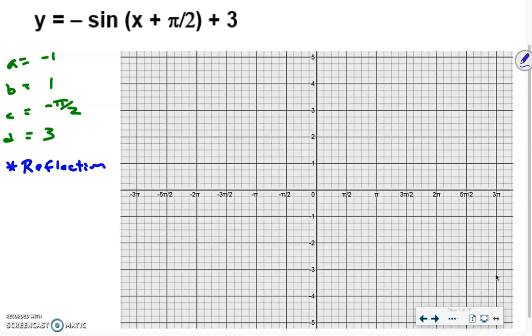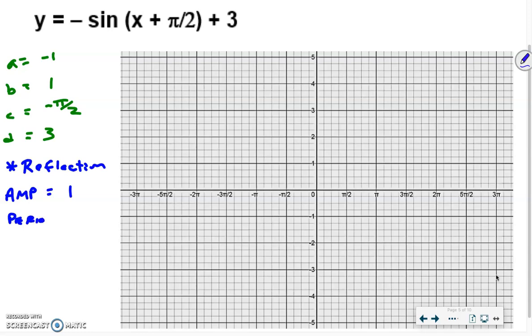All right, so we have a reflection. What about my amplitude? What's my amplitude in this case? Just 1. That means that we're not vertically stretching this thing at all. Again, we're reflecting it, but we're not vertically going to stretch this thing. It's going to stick to the parent function.